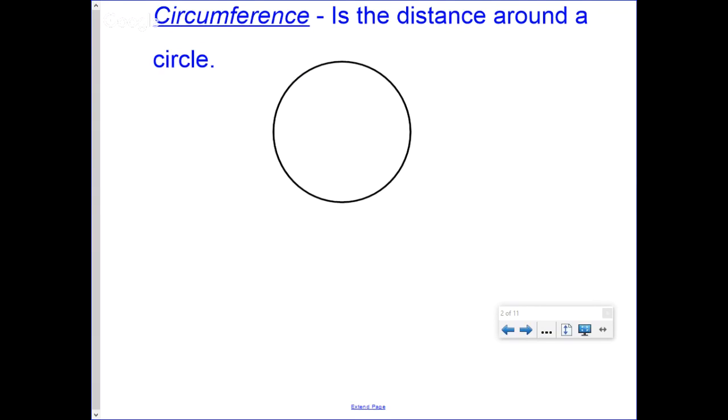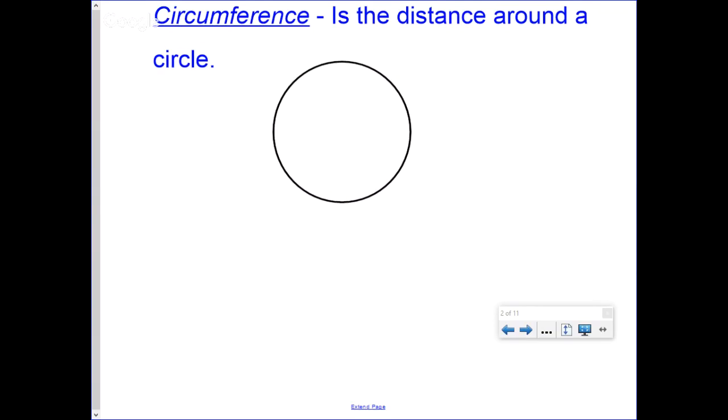Today we're going to learn how to find the circumference of a circle. The definition of a circumference is the distance around a circle. The total distance around the circle. Now, I didn't trace that circle too good, but you get the idea. The circumference is the distance around a circle.